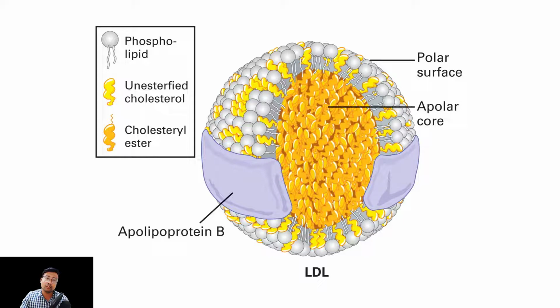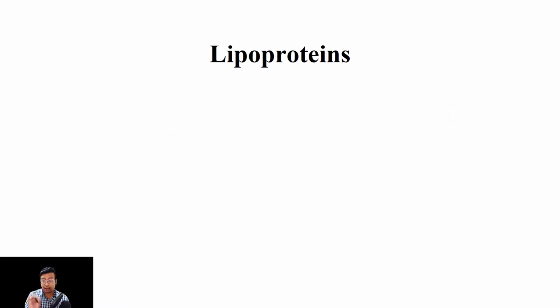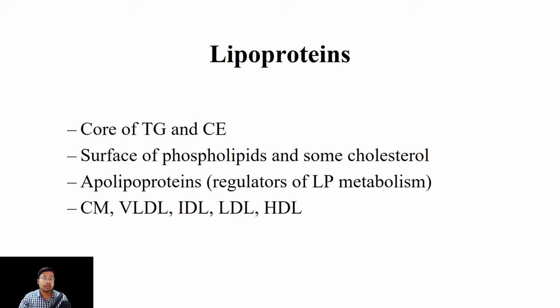Most of you already know what a lipoprotein is, but for those to whom this term is new, lipoproteins are compounds or molecules whose core is made up of triacylglycerol or TG or triglyceride, same thing, and cholesterol ester. The surface is made up of phospholipid and some cholesterol. Apoproteins are the main regulators of lipoprotein metabolism that we will be discussing very soon.